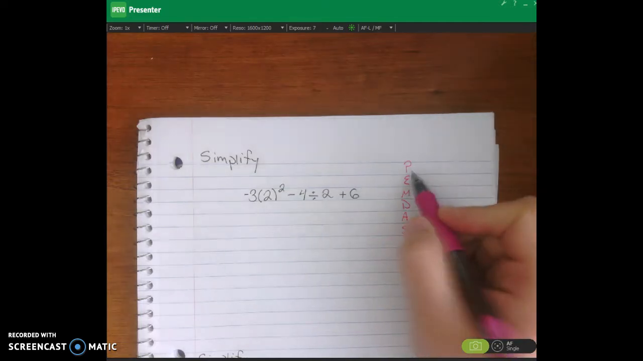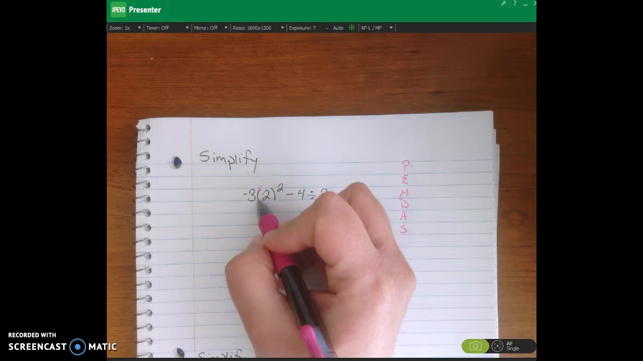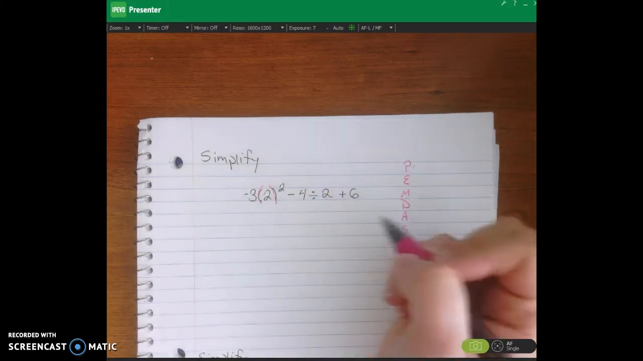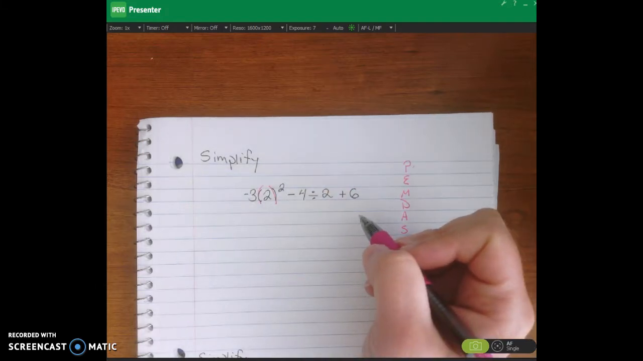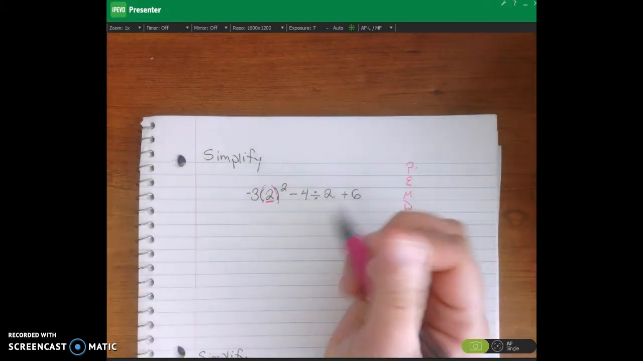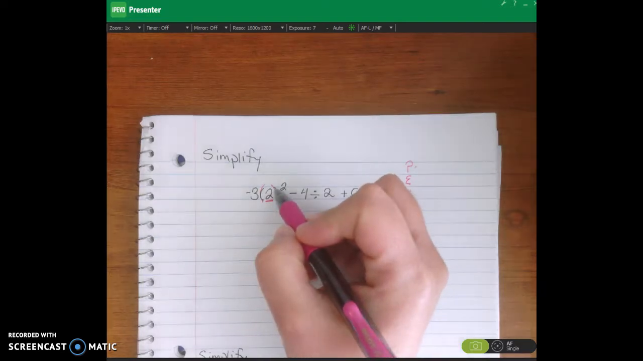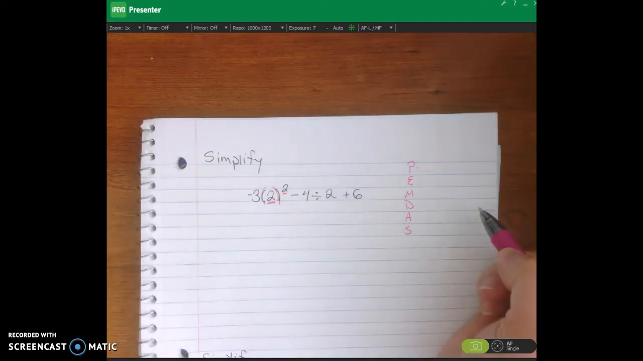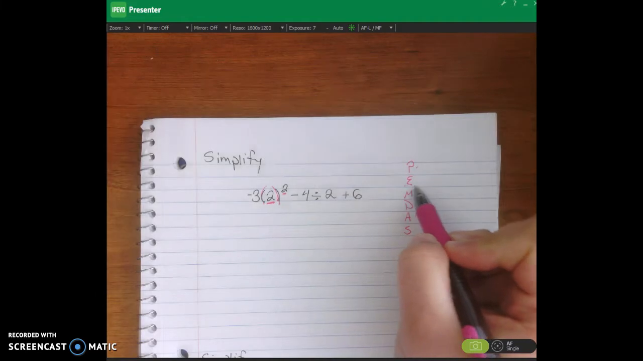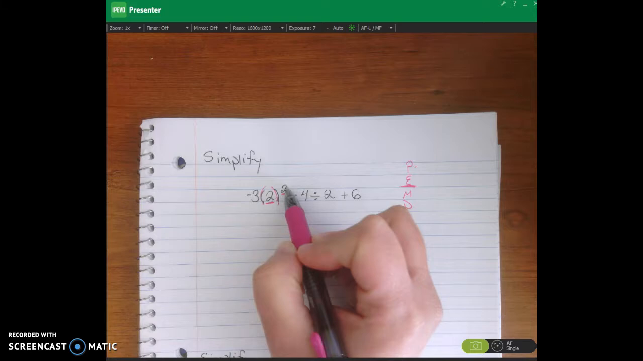So we're going to start with parentheses. So we look here, we have parentheses right here. So that's what we're going to start with. Our parentheses, we see what's going on in here. Well, there isn't anything really going on inside, but we have our parentheses raised to the second power. So if we go to our exponents, which are next, we're going to look at 2 squared.